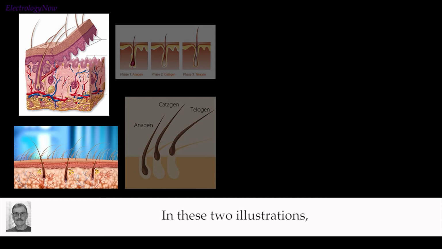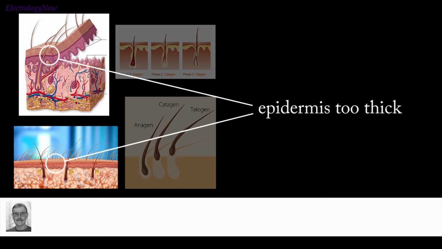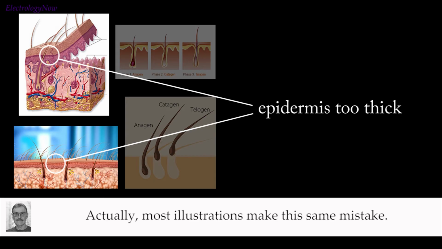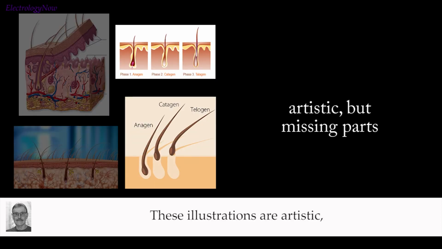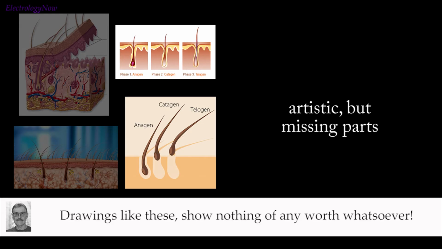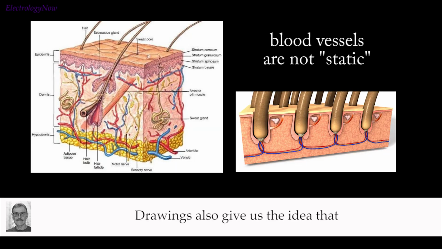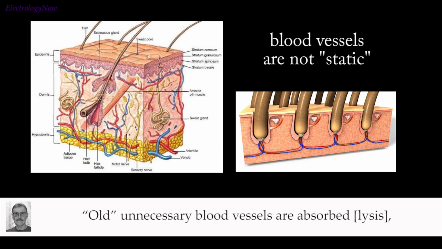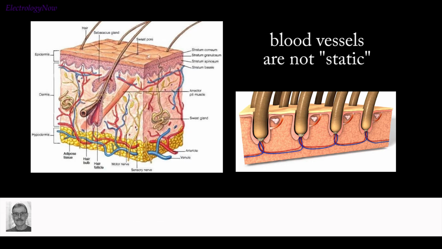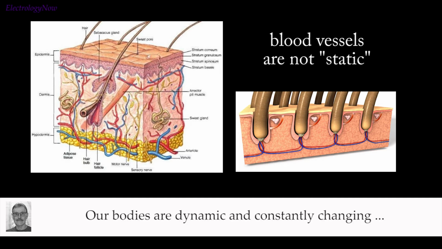In these two illustrations, the epidermis is shown too thick. Actually, most illustrations make this same mistake. These illustrations are artistic, but they're missing all the important parts. Drawings like these show nothing of any worth whatsoever. Drawings also give us the idea that blood vessels are permanent and unchanging, and that's not the case. Blood vessels are not static. Old, unnecessary blood vessels are absorbed, and new blood vessels grow as needed in a process called angiogenesis. Our bodies are dynamic and constantly changing.